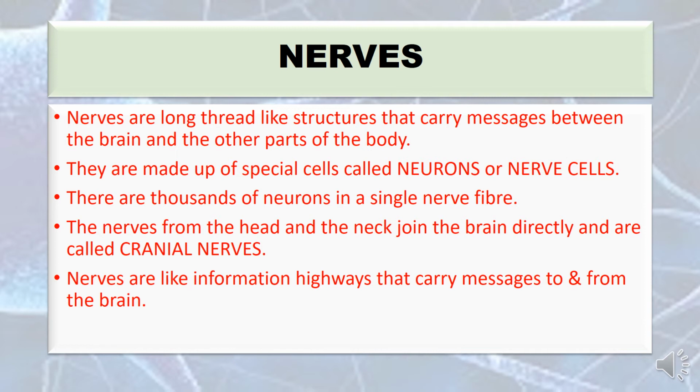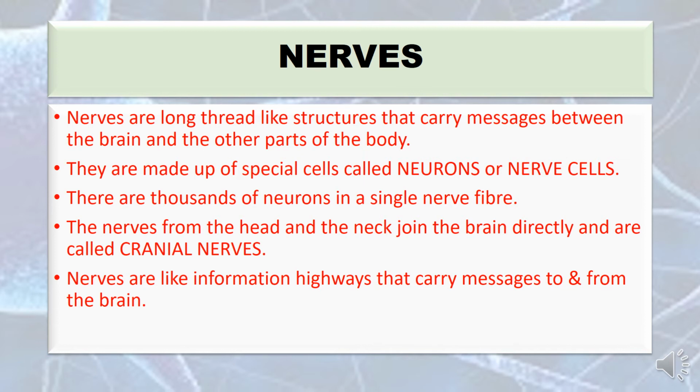We are called cranial nerves. Now listen, head and neck nerves which are attached directly to the brain are called cranial nerves. And nerves are like information highways that carry messages to and from the brain. Basically they are the highways, the carriers, or you can say the postmen, that carry messages from one place to another.